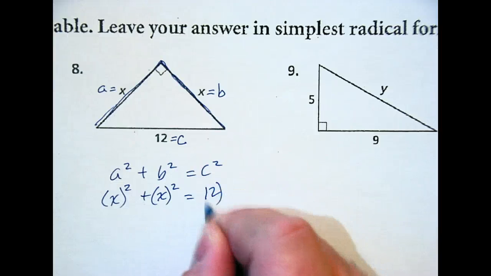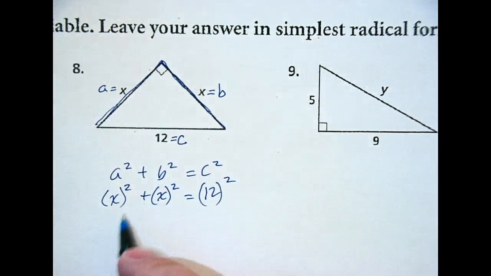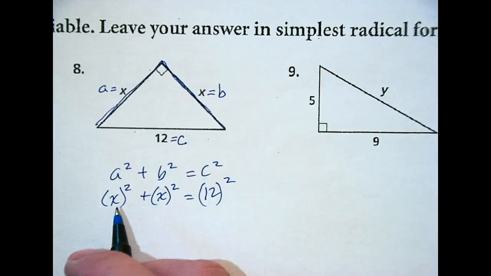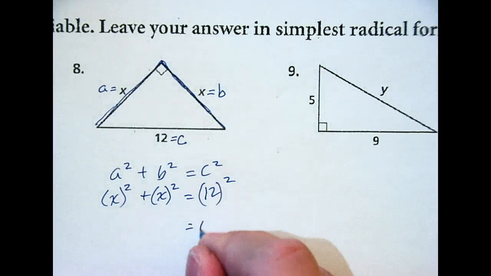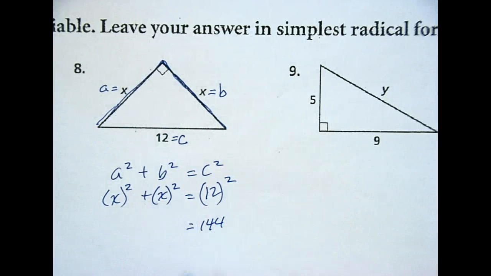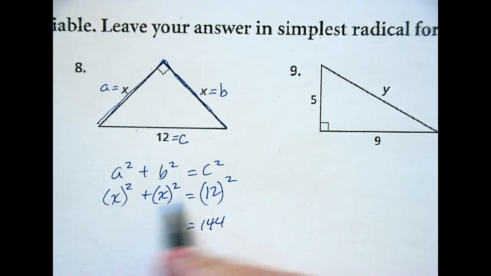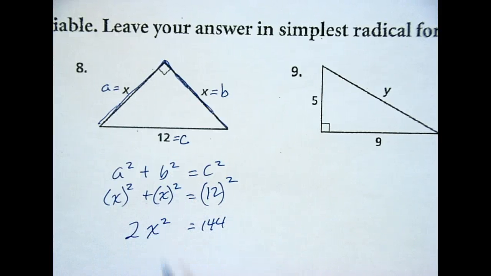This is x squared plus x squared is? Okay, so 12 squared is 144. What's x squared plus x squared? Is it x to the 4th or is it 2x squared? 2x squared. Good. This is 2x squared. You have 2 of these. You're not multiplying, you're adding, so you have 2 of those x squared.